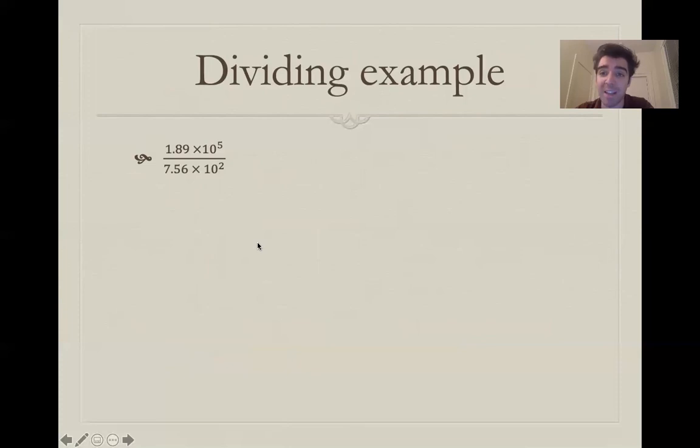Let's do a dividing example, right? Let's say we want to divide these two. Again, multiplying, dividing, we can rearrange them. So let's put the 1.89 and the 7.56 together, and the 10 to the 5th and 10 to the 2nd together. When you divide these two, you're going to get some nasty decimal number. For the 10 to the 5th over 10 to the 2nd, remember when you divide two numbers with the same base and different exponents, you are just going to be subtracting their exponents. So 5 minus 2 is 3.